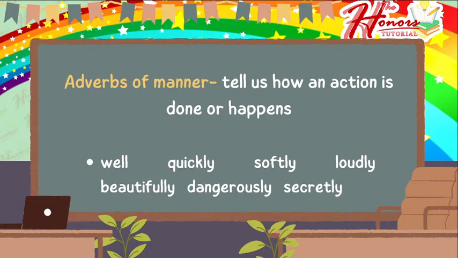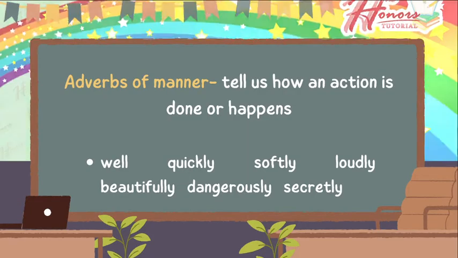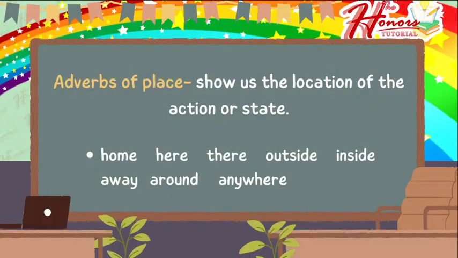Good job. So after the adverbs of manner, we have the adverb of place. When we say adverbs of place, it shows us the location of the action or the state. So in short, this adverb answers the question where. So what are the examples? Home, here, there, outside, inside, away, around, and anywhere. Do you understand? Alright, so now can you give me another example of adverb of place?